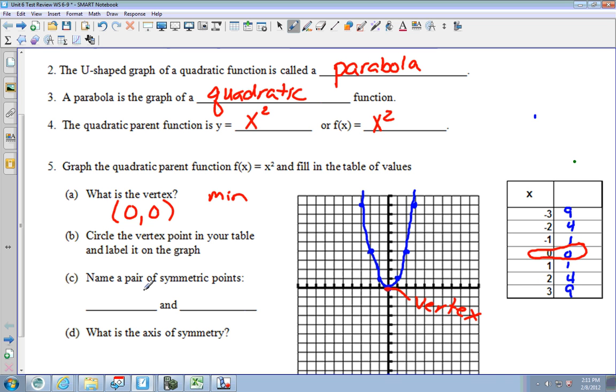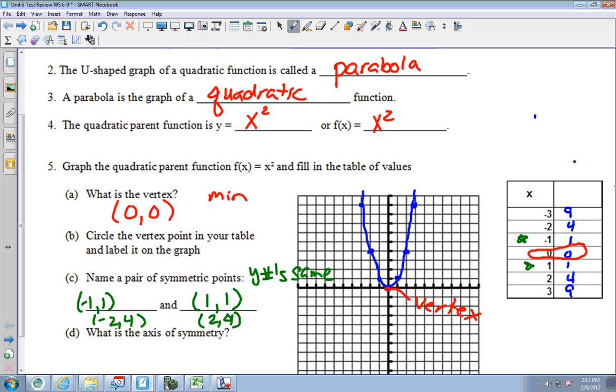Now it says name a pair of symmetric points. Well, symmetric points are where the y numbers are the same. So here's one. I've got -1, 1 and 1, 1. You could have chosen -2, 4 and 2, 4. You even could have done -3, 9 and 3, 9.